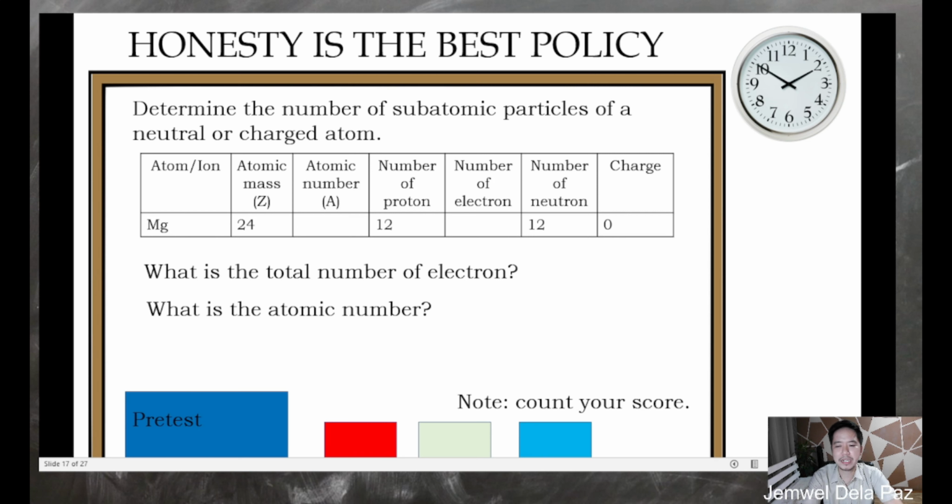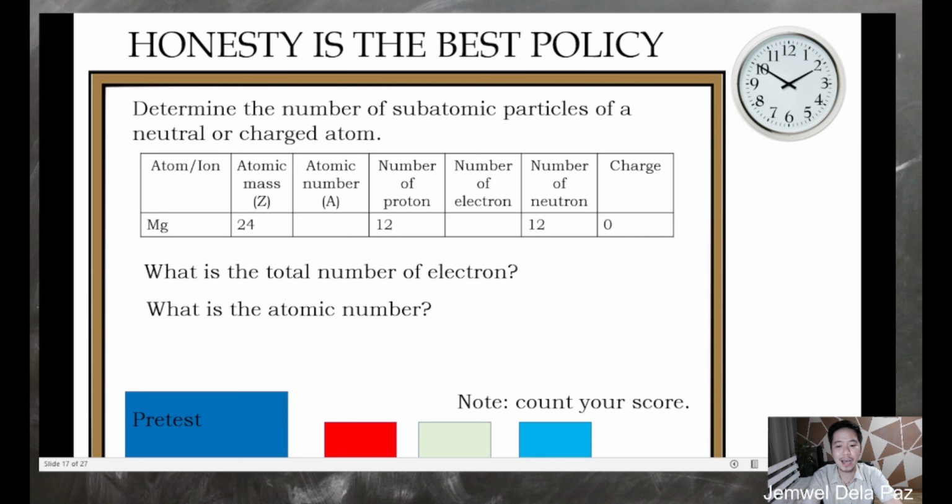Determine the number of subatomic particles of a neutral or charged atom. Given this table: atom or ion, atomic mass represented by capital A, atomic number represented by capital Z, number of protons, number of electrons, number of neutrons, and the charge. The first example is Mg. It has an atomic mass of 24, 12 protons, 12 neutrons, and 0 charge.